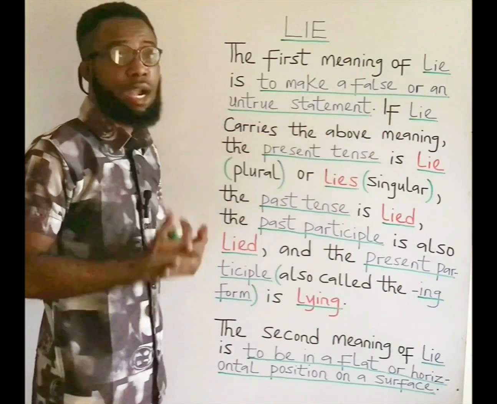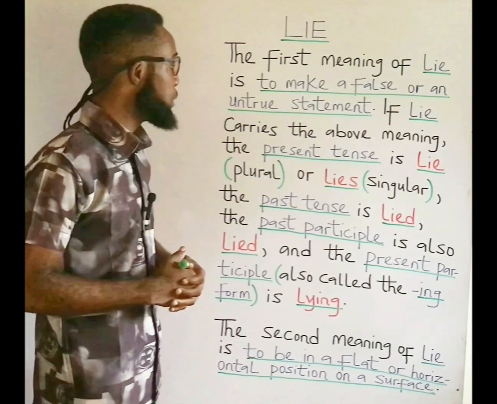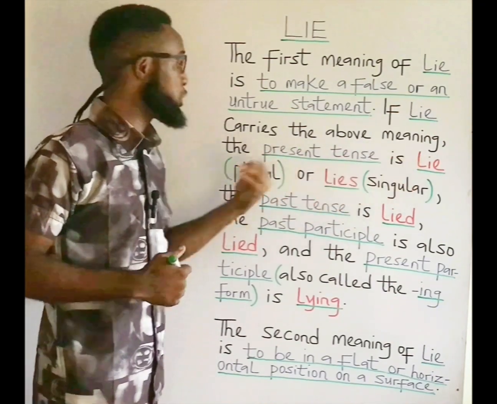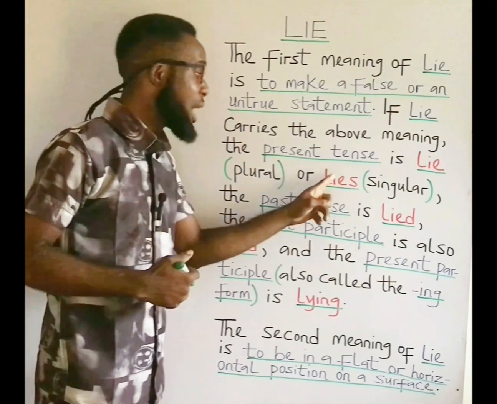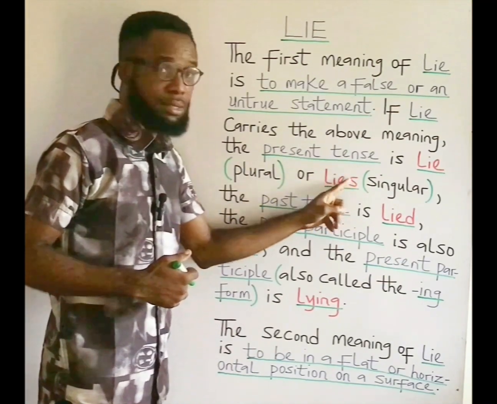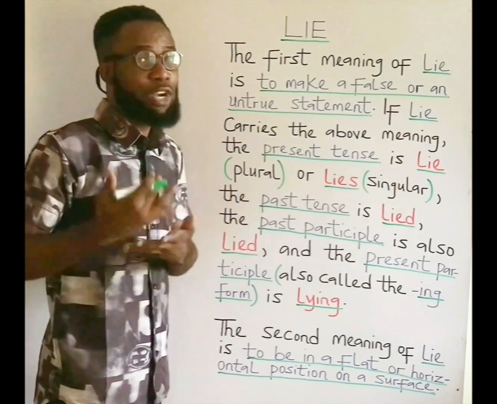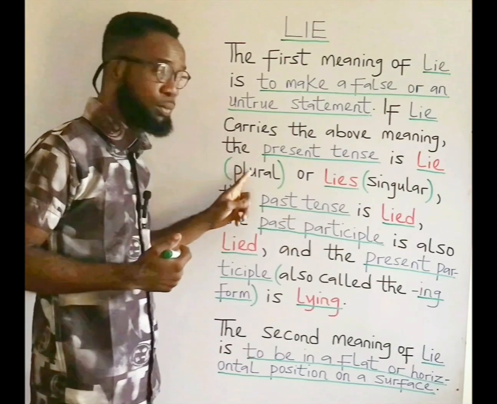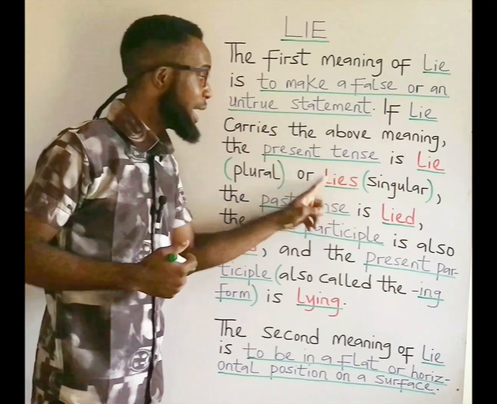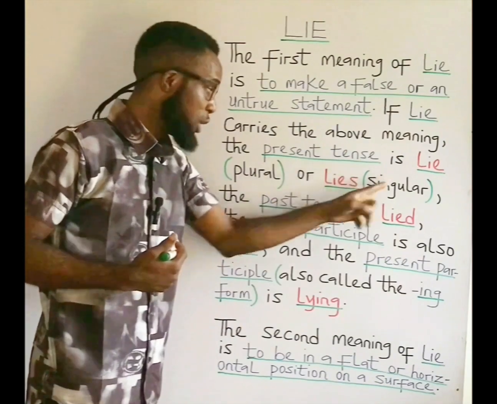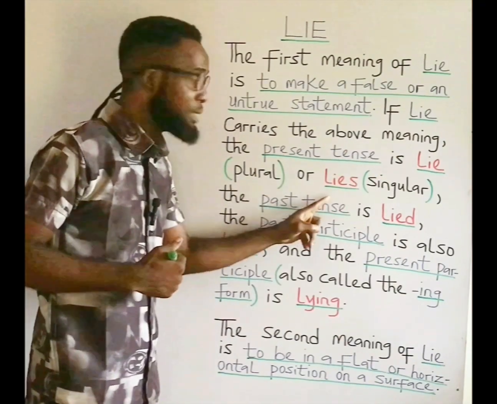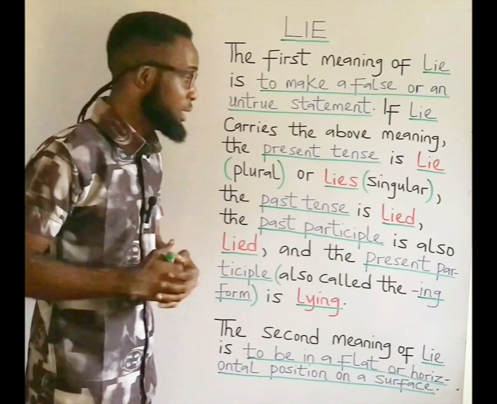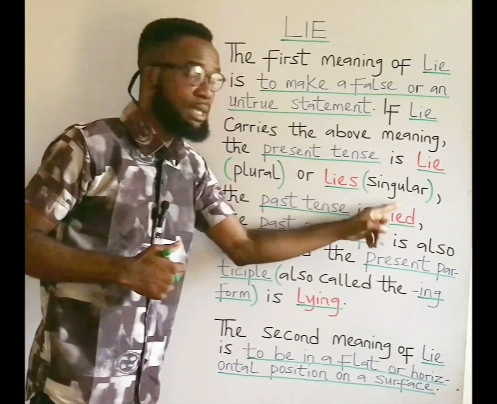If lie carries the above meaning, the present tense is lie, spelled L-I-E, which is plural, or lies, spelled L-I-E-S, which is singular. The past tense is lied, spelled L-I-E-D.